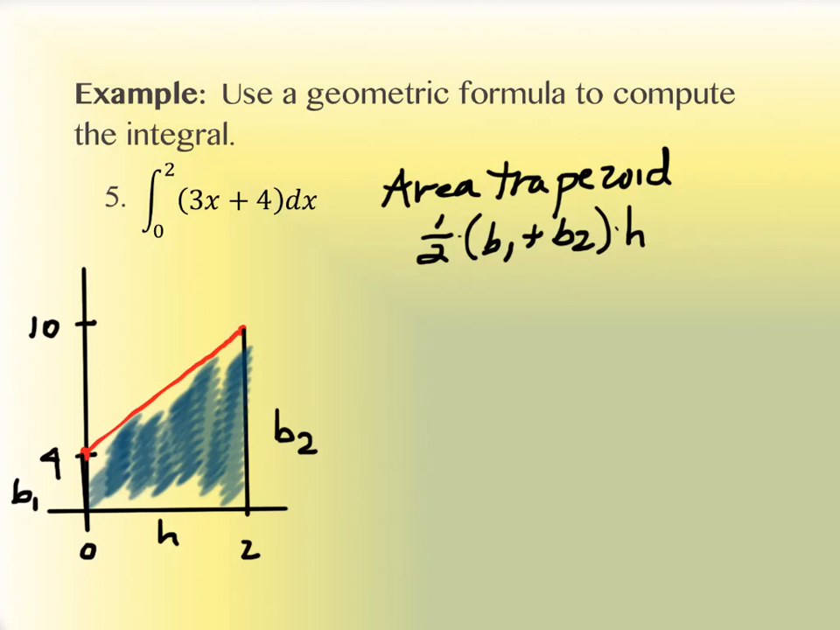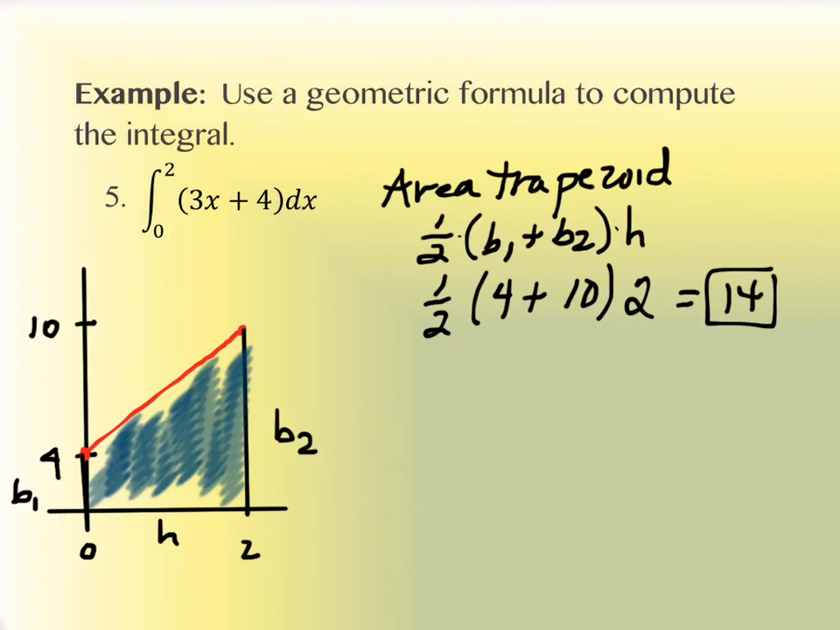So if I go with this picture and I use this particular formula, I have 1/2. What's my base 1? 4. What's my base 2? 10. And what's my height? 2. So multiply all that out, what do you get? 14. Did anybody see something different when they looked at this than a trapezoid?